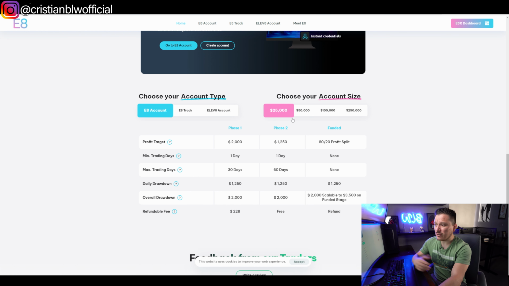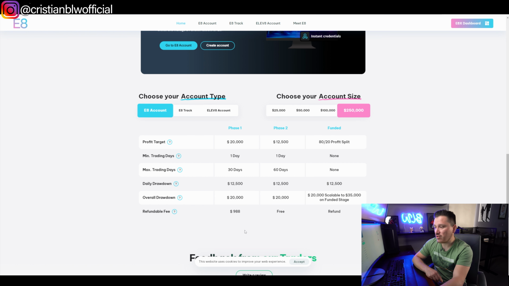Look at the account size for a $25,000 account. All you have to do, or the payment, where's the pricing at? Oh, there you go. It's $228. It's pretty cheap. For a $50,000 account, it's $338. That's very little money. For $100,000, which is the account that I have, it's $588. And for a $250,000 account, it's a total of almost $1,000. But you get a $250,000 account.